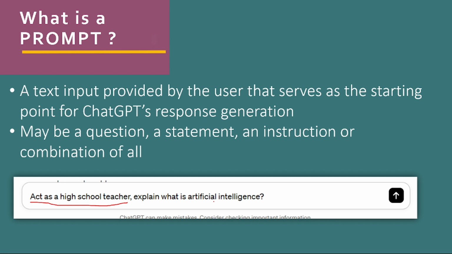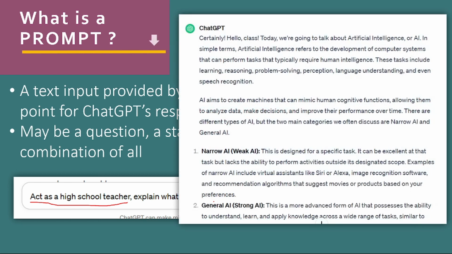Then you are setting an expectation for ChatGPT that the explanation it is going to give should be for school students, right? Not for research and development or for scientists or some high-level, experienced people. So you see that the response generated by ChatGPT is pretty school-like, student-like explanation. Hello class, today we are going to talk about artificial intelligence or AI in simple terms. Artificial intelligence refers to the development of computer systems, and so on, lots of things are given, right? So this is what a prompt is.